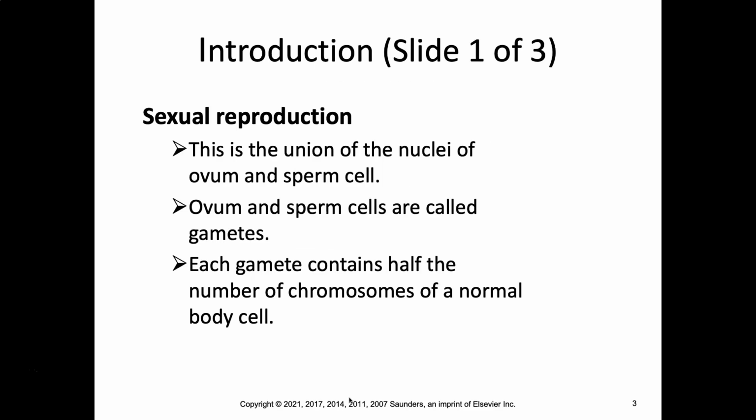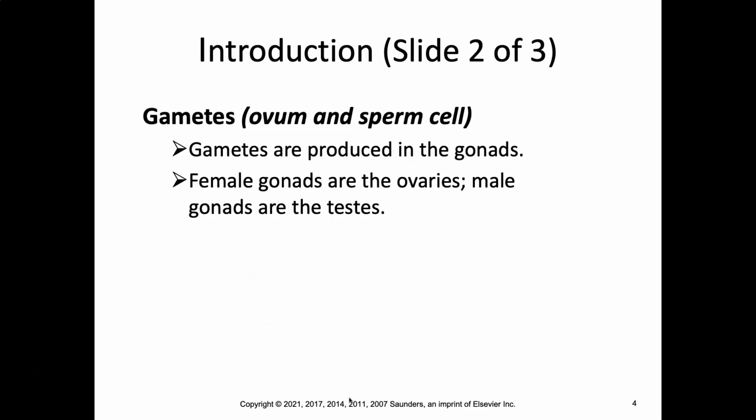Sexual reproduction. What is this? It's the union of the nuclei of an ovum and a sperm cell. Those are called gametes, and each gamete contains half the number of chromosomes of a normal body cell. Those are produced in the gonads. Female gonads are the ovaries, males are the testes.